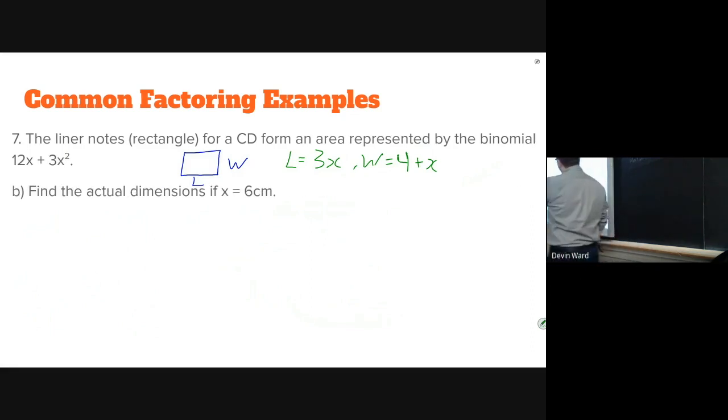Okay. So find the actual dimensions if x equals 6 centimeters. We have our length is 3x and our width is 4 plus x. So we can find the actual dimensions by subbing in x.